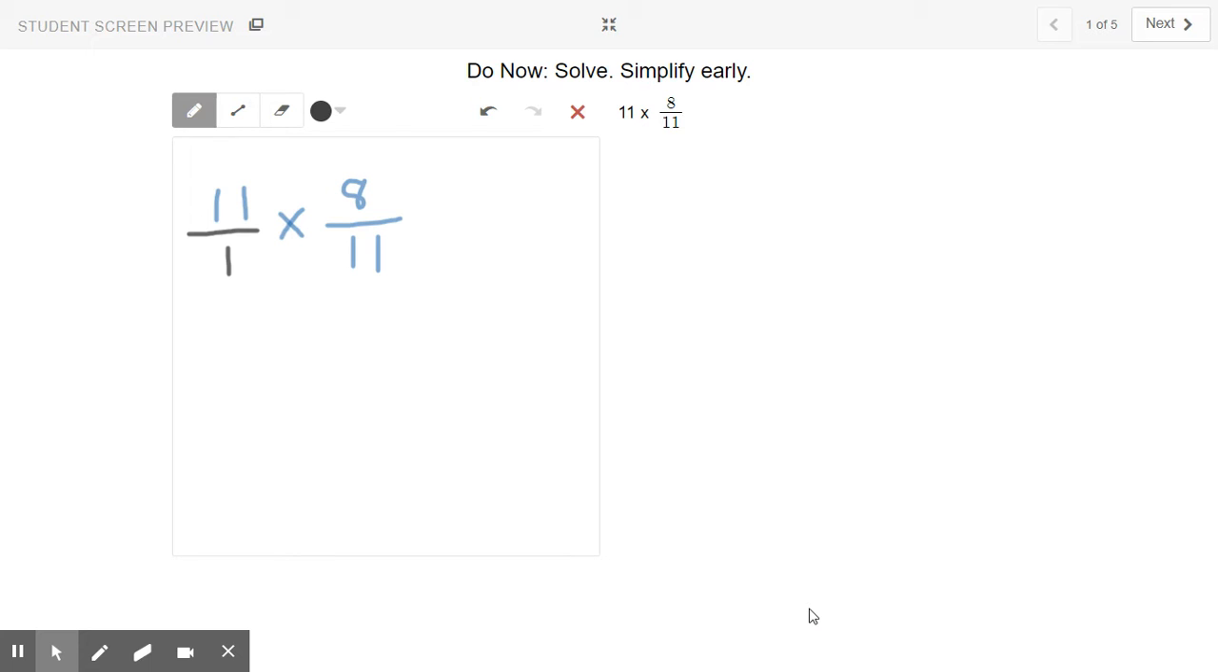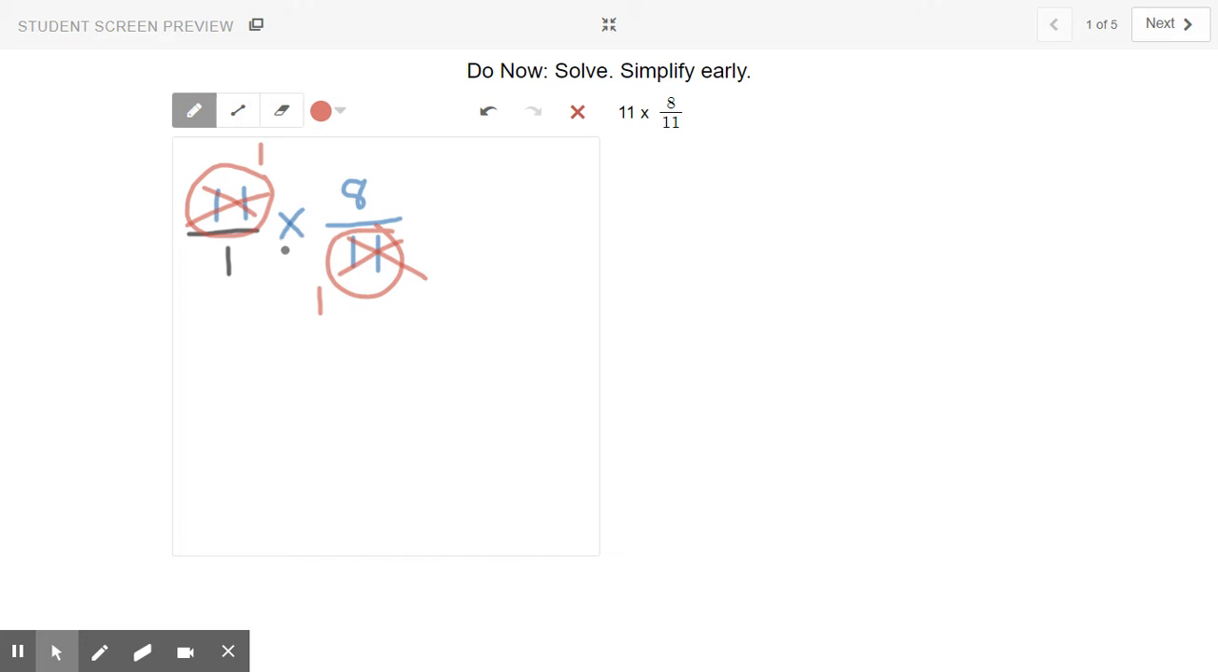However, we should look first if there's anything in the numerator and the denominator that we could simplify. Now I noticed that we do have a numerator, 11, and a denominator of 11. If I were to multiply across to get 88 over 11, I'd have to divide 88 by 11. But what I could do right away is just notice both 11s can be divided by 11. What's 11 divided by 11? Cross that out, it makes it 1. This 11 divided by 11, cross it out, make it a 1.